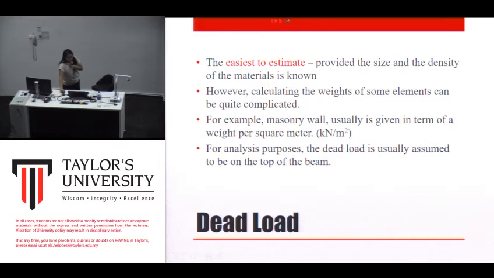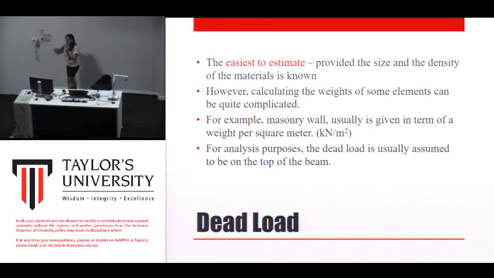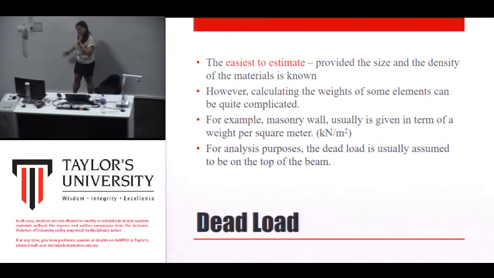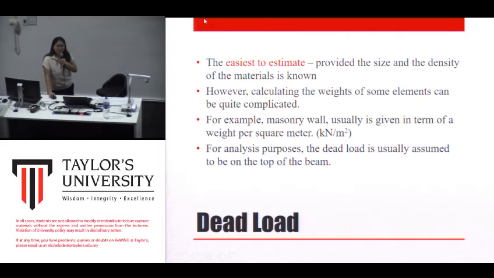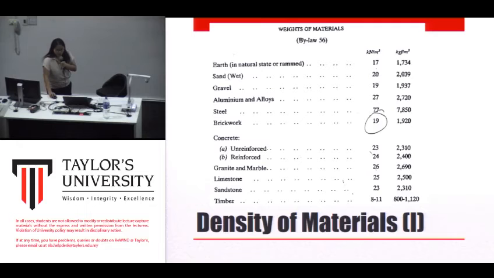Sometimes calculation can be complicated. It depends on what unit is given to you. We'll talk about unit later. For example, masonry wall is usually given in terms of a weight per square meter. So for a standard brick wall, the load is given for every meter square in terms of height: what is the weight? Okay? For analysis purposes, the dead load is usually assumed to be on top of the beam. Next one is where we can get the density.